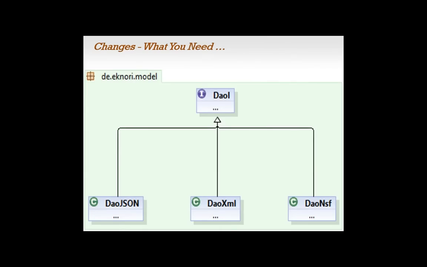In our example, we already have the DAO NSF, and let's say we want another method of accessing another data store, which can be an XML file, for example. So let's make a copy of it and call it DAO XML, and modify it slightly, and then we have our different data store to access. So this is what you need. How can we achieve that?